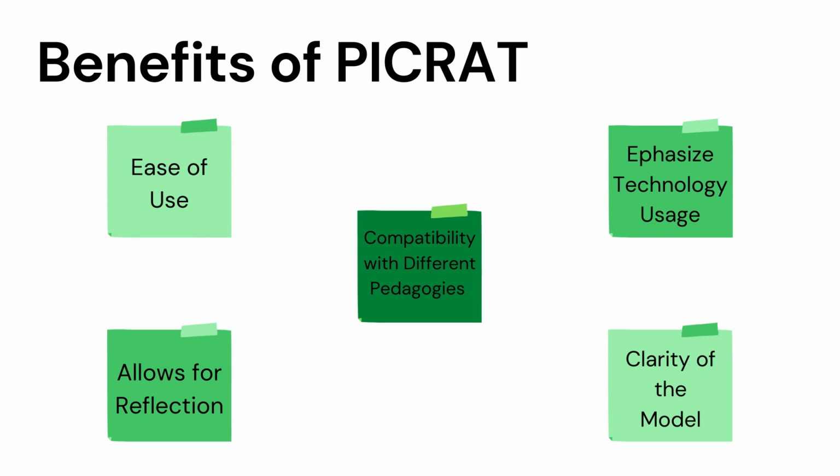Compared to many other technology integration models, the PICRAT model has many evident benefits. The model is easy to use, as evidenced by the simple grid system. It is a clear model that explains what would be included in each of the cells. PICRAT is very compatible with many different pedagogies and emphasizes the use of technology in a variety of ways. Perhaps the largest benefit is that it allows for reflection by both teacher and students. Many of the other models simply focus on the teacher's incorporation of technology into their lessons, but this model allows students to see where and how they are using technology.